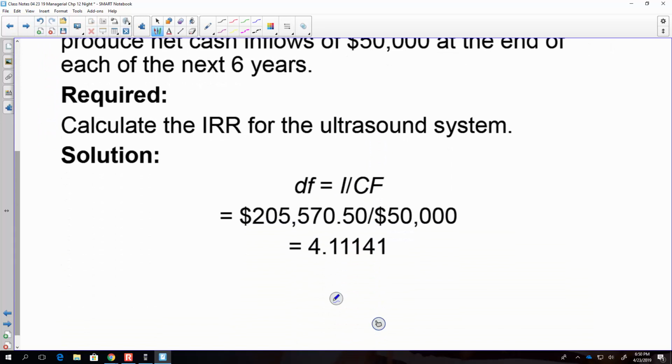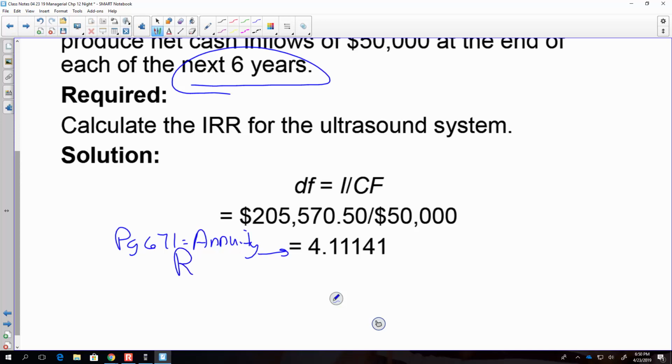Here we have an even cash flow of $50,000 with an investment of $205. It generates a discount factor of 4.11. So to get the internal rate of return, we have to go to the annuity table. So on page 671, the annuity table, what percentage is the 4.114? On row 6, you have to use row 6 because it's a 6-year project. What percentage are we at? Page 671, the annuity table, row 6.